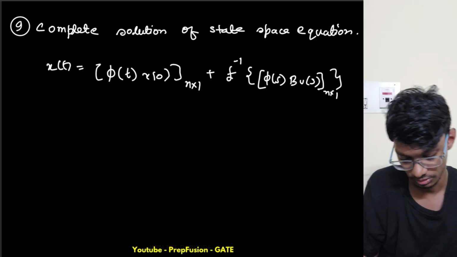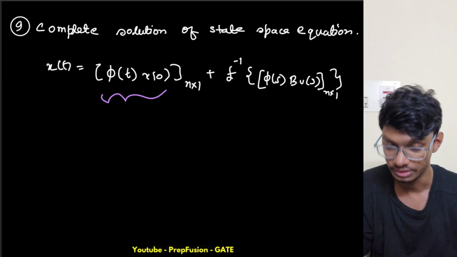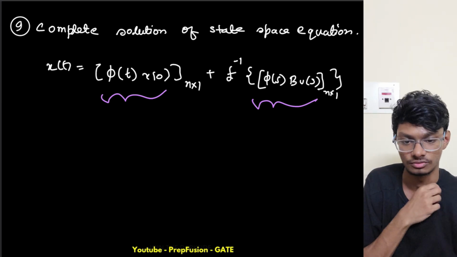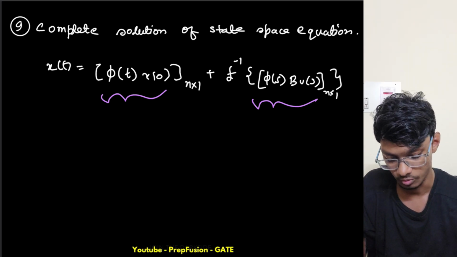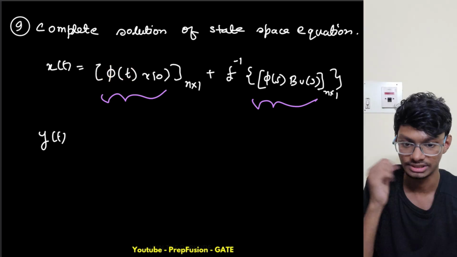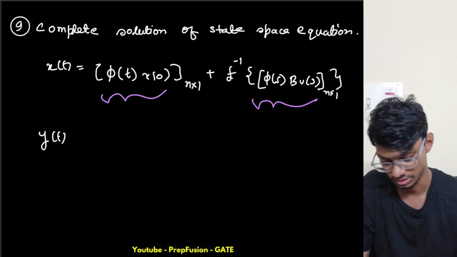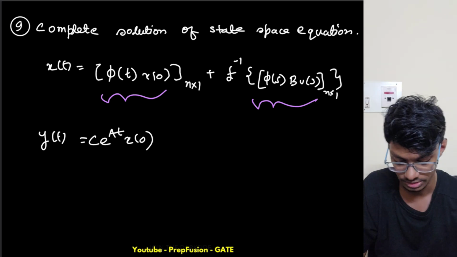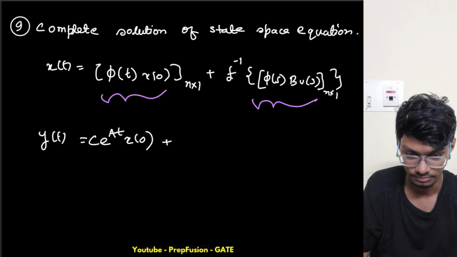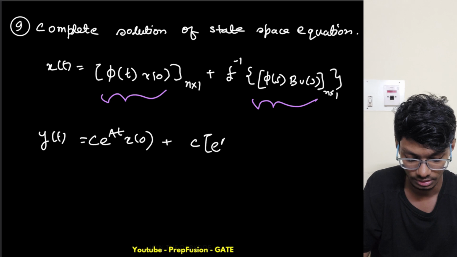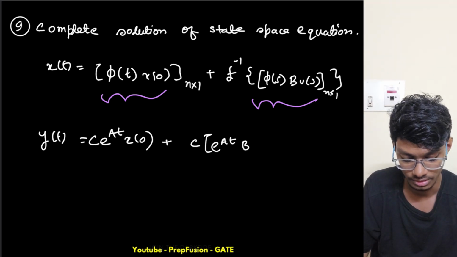This is the state response when the input is 0, and this is the state response when the initial state is 0. So what is my output? Phi of t is also known as the state transition matrix. This can also be written as e raised to power At, right? So the output equals e raised to power At into x of 0, times C, plus C into e raised to power At into B.